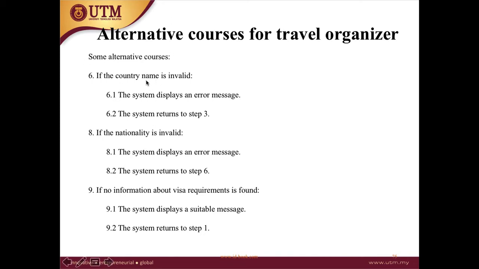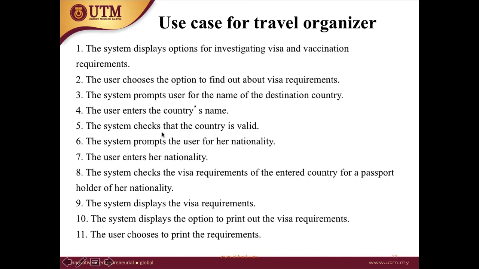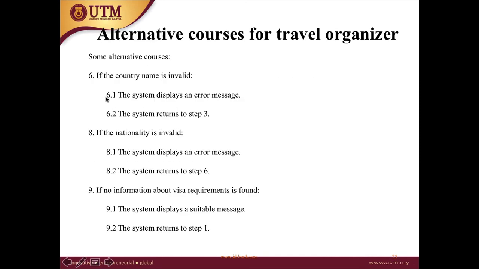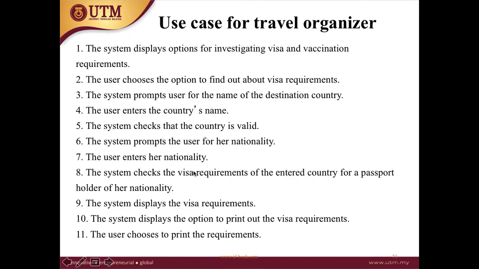So the alternative courses: if the country name is invalid, the system will display an error message and return to step number 3. What is step number 3? This one. Okay. If the nationality is invalid, the system displays an error message. The system returns to step number 6. Go back to number 6. The system prompts the user for their nationality.